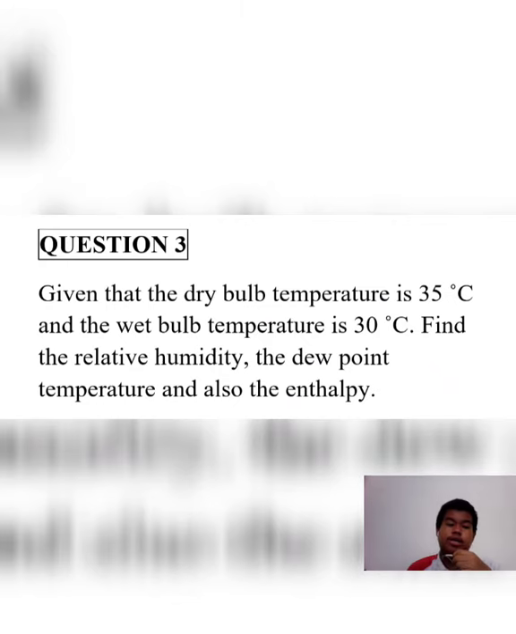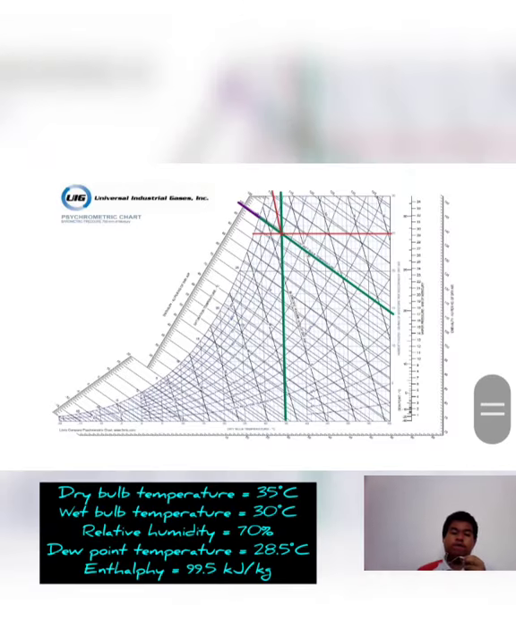Okay, last but not least, we move on to the last question. Question 3. Given the dry bulb temperature is 35 degrees Celsius and the wet bulb temperature is 30 degrees Celsius. So the question is find the relative humidity, dew point temperature, and also the enthalpy. So we take a look at the solution of question 3.